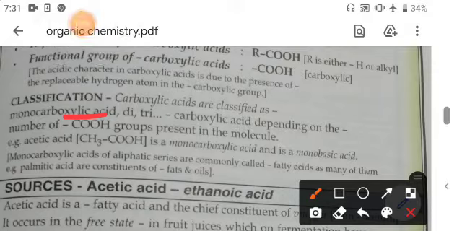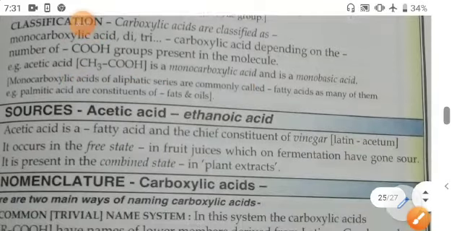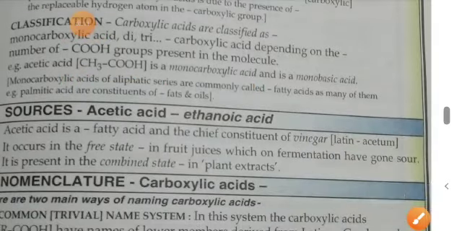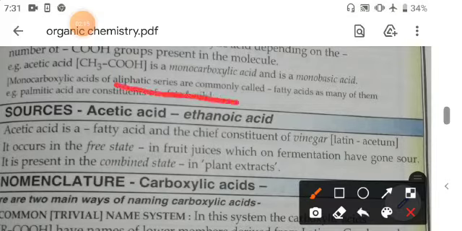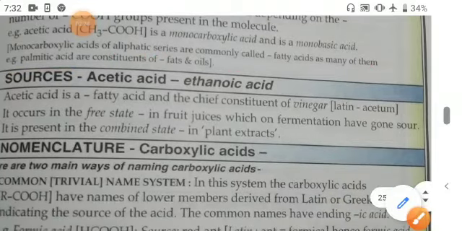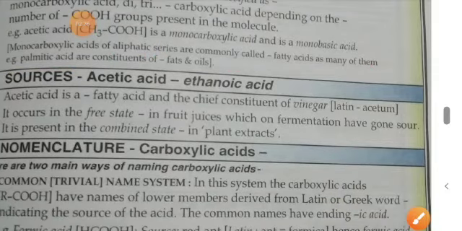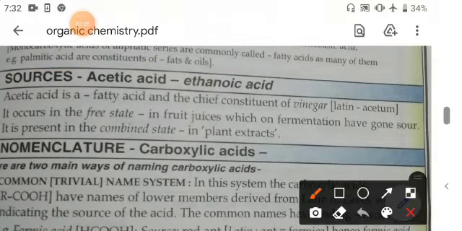Here acetic acid is a monocarboxylic acid and is a monobasic acid. Okay, now monocarboxylic acids of the aliphatic series are commonly called fatty acids, as many of them are constituents of fats and oils. Examples: palmitic acid and stearic acid.